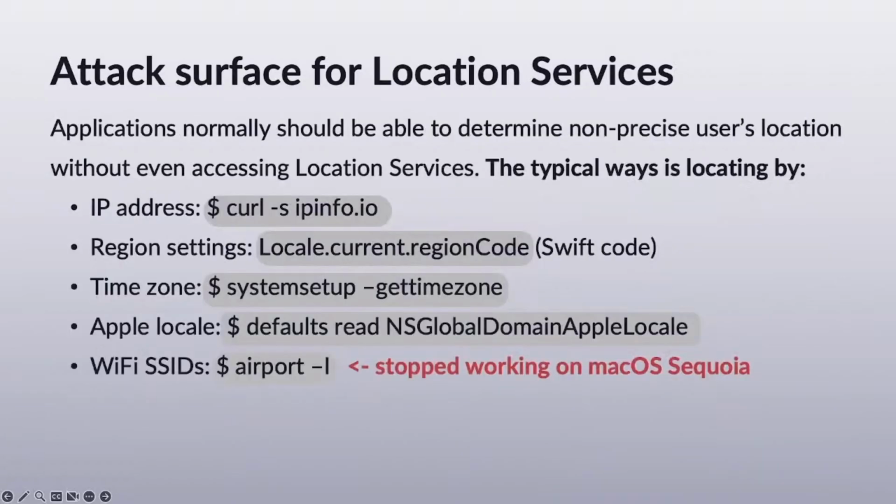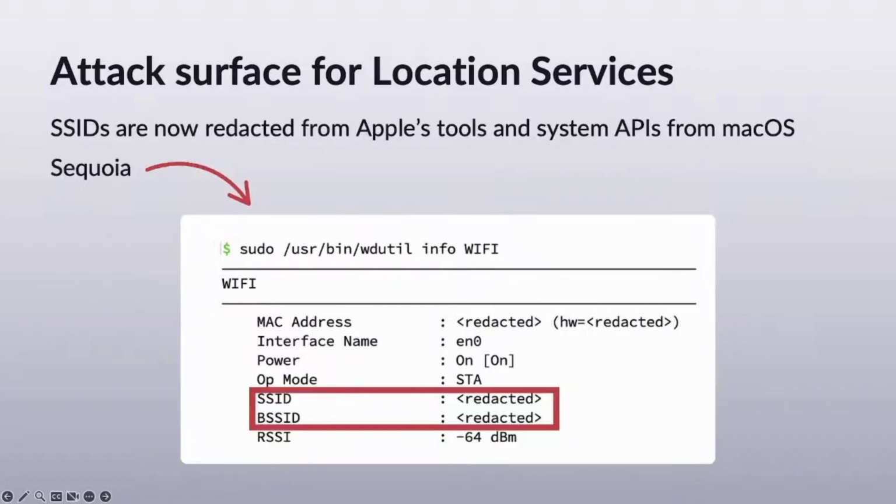Let's see if there is a way to get the user's location, maybe not that precise, without even touching the verification of code signing, etc. So the typical ways are by IP address, region settings, time zone, Apple locale, and there is a funny thing on macOS Sequoia. Also, SSIDs have been restricted. There is no public information about it, but surely if you, on your, for example, macOS Tahoe, use this command, even with sudo, the SSID and BSSID will be redacted.